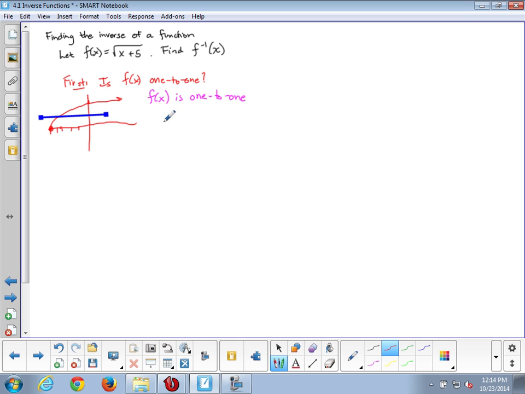All right, to find the inverse function, remember what I had just mentioned. Change it back to y equals the square root of x plus 5, and then interchange the x and the y. So it's going to be x equals the square root of y plus 5. How do I solve for y? How do I get rid of the square root? Yeah, so square both sides.